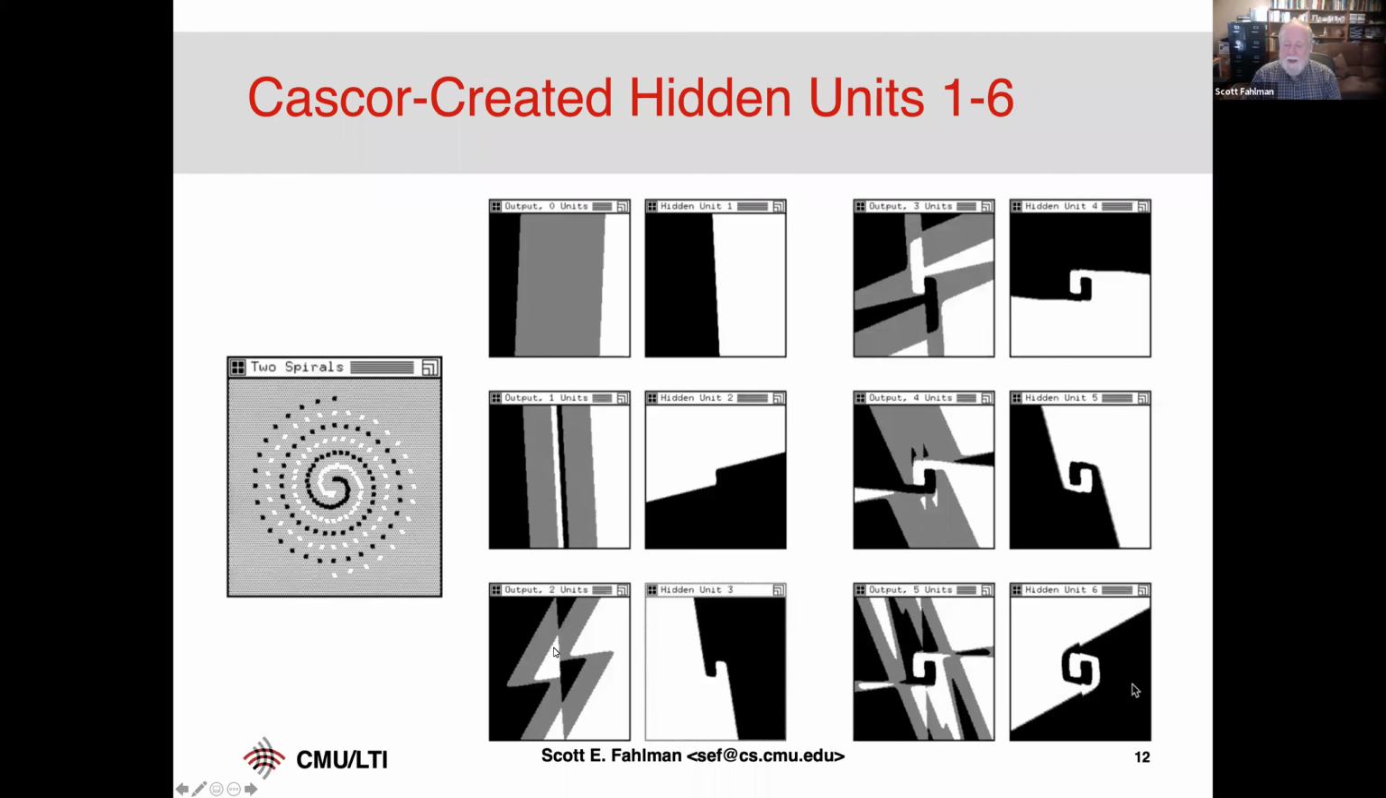And then the next unit it adds looks like this. And it's building an even more complex filter. It's got a little hook in it. Well, that's pretty useful. Yes?